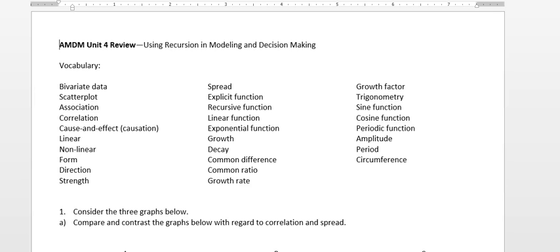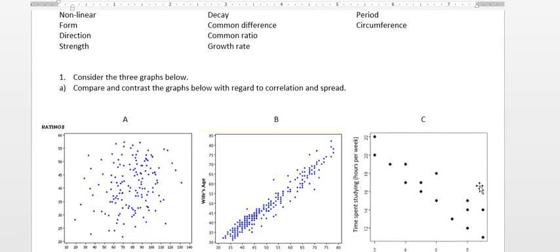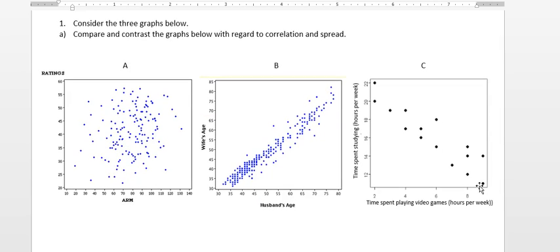All right, this is the review for the AMDM Unit 4 test. First thing I just want to say is all the vocabulary terms up here you do need to be familiar with. So make sure that you go through and look those up if for some reason you are not. Down here, question number 1 is simply asking you to look at each of the graphs and compare and contrast them. And basically what they're looking for are a few things here.